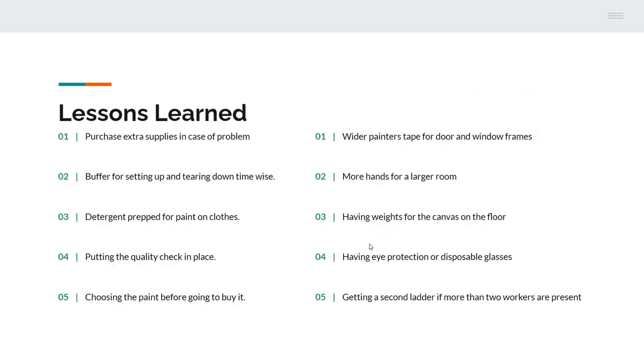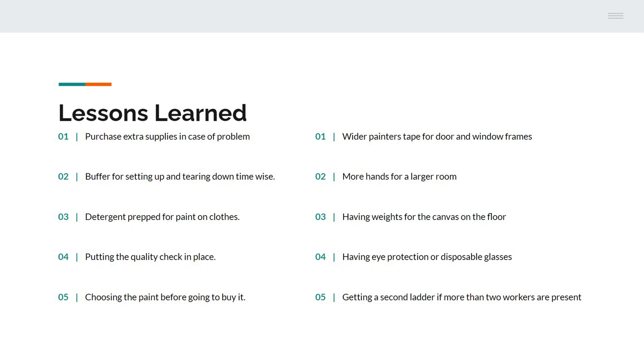So the lessons learned. I mainly structured it in a do again and don't do again. So for the do agains, on the left, we can see that some simple lessons were purchasing extra supplies in case of a problem, if there's room in the budget, having a buffer for setting up and tearing down time-wise, having detergent and other cleaning stuff prepped for getting paint on clothes or the carpet or other things like that, having a quality check so that we can ensure we're meeting client standards, and then this is more of a client-sided thing, being able to choose the paint before going to buy it so that we know what we're looking for.